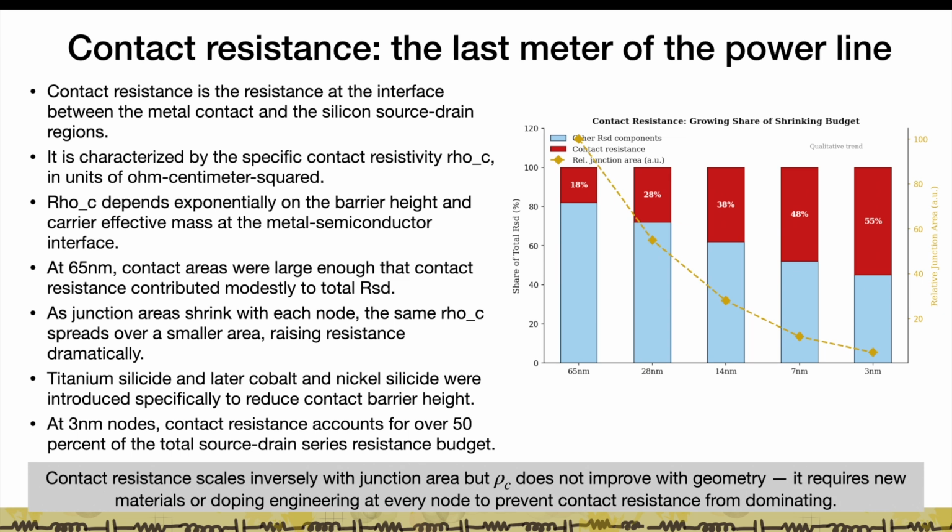And unlike channel engineering, where strain and high K were one-time step improvements that lasted for years, contact material transitions are node by node. By 3 nanometers, contact resistance accounts for more than half the total RSD budget. It is not a parasite on the edge of the story. It is the dominant term.